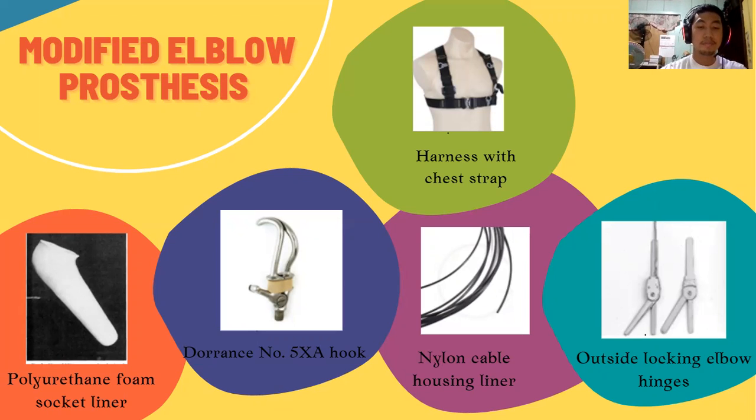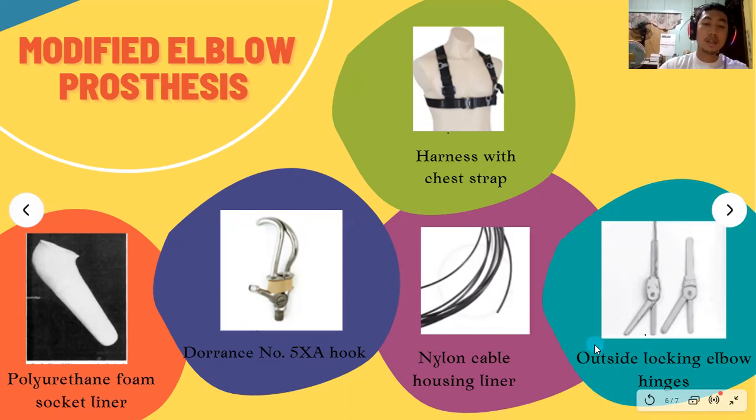For the outside locking elbow hinges, this provides the needed stability for the short below elbow amputation with limited strength. And lastly, for the terminal device, a Dorrance number 5XA hook was prescribed for the patient for greater gripping surface and for lighter weight.